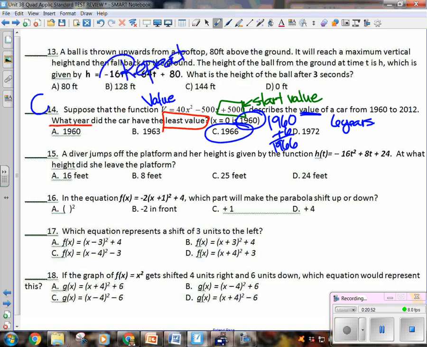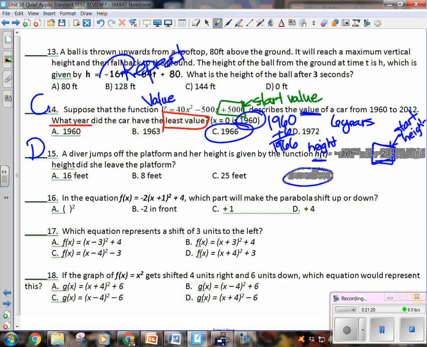A diver jumps off the platform and her height is given by the function. At what height did she leave the platform? Ooh, I don't think I even need to put this in my calculator. How high is the platform? Remember, this would be your start what? This is an H equation, so this is a height equation. So this is my start height. I just need to recognize what I'm looking at. Nothing else, nothing more.